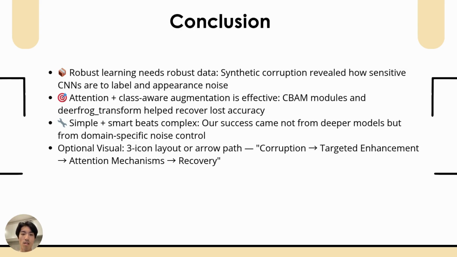And the third, simple and smart beats complex. Interestingly, our model isn't deeper or larger than baseline networks. The improvements came from targeted, domain-specific enhancements, showing that clever design can often outperform brute force scaling. And visually, you can think of our strategy like this: corruption, then enhancement and attention, and the last is recovery.